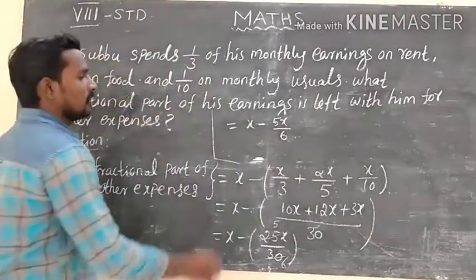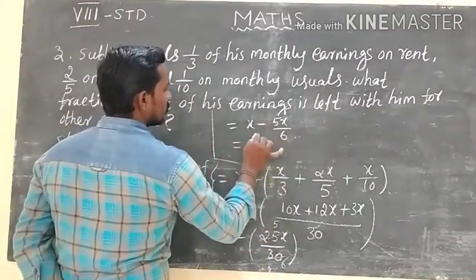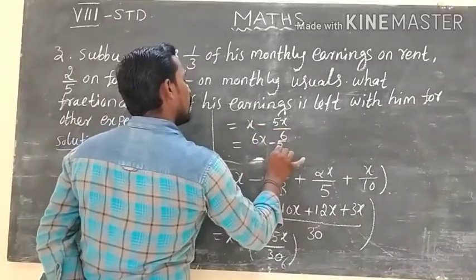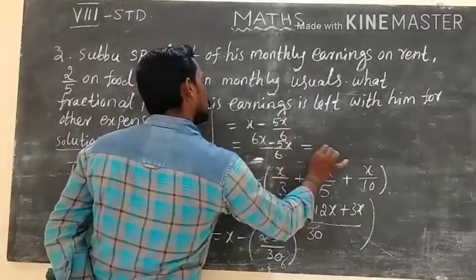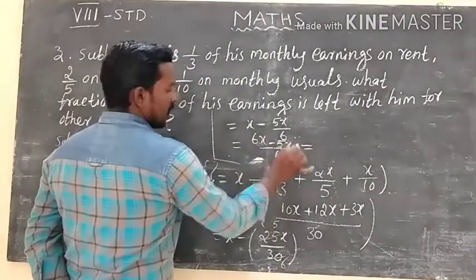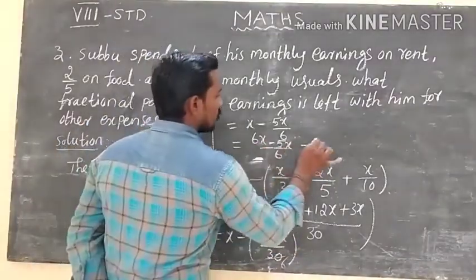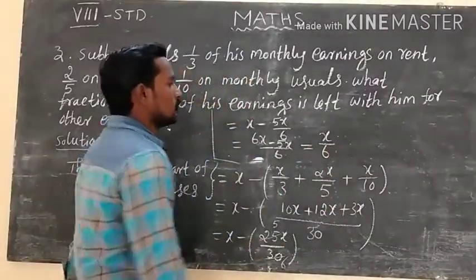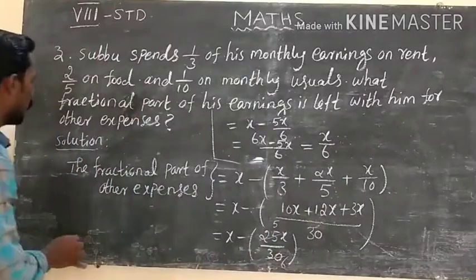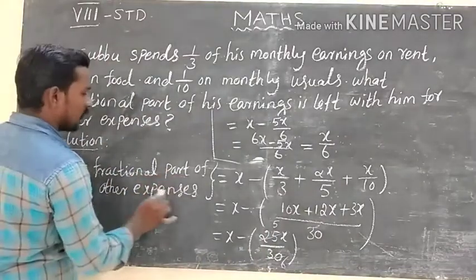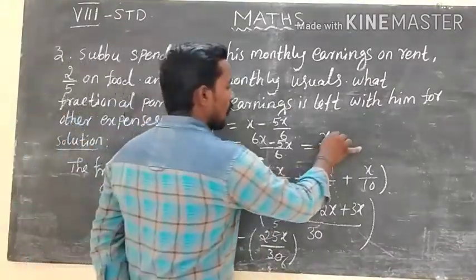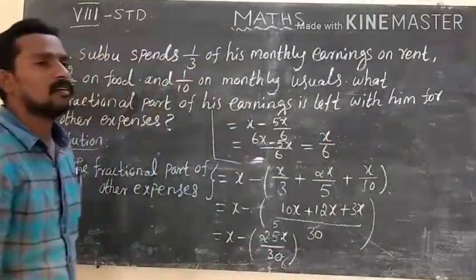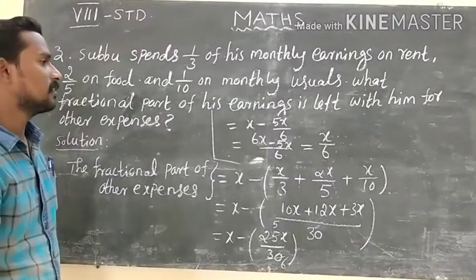Making the simplification, then using cross multiplication, 1 six is 6, that means 6 into x, 6x minus 5x divided by 6, which is equal to 6x minus 5x, which is 1x, x by 6. So the value of the fractional part of other expenses is 1 by 6 of the monthly earning. 1 by 6 part of the monthly earning.